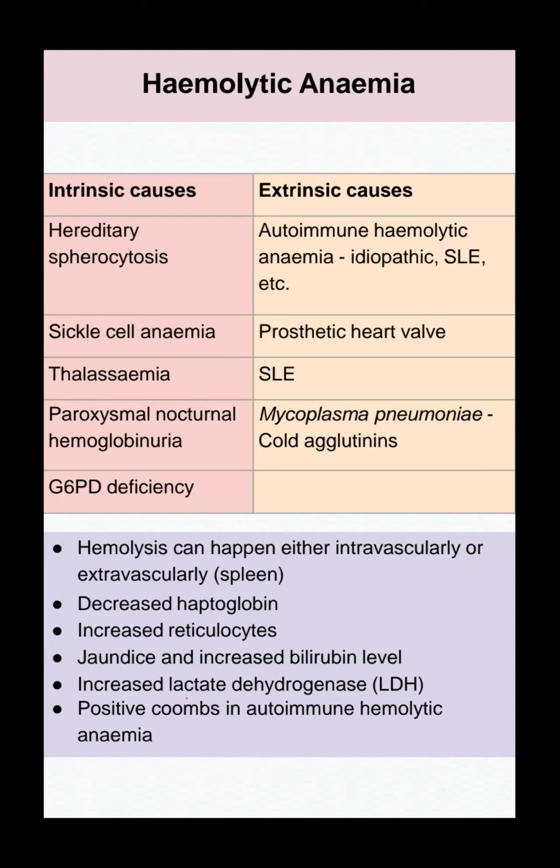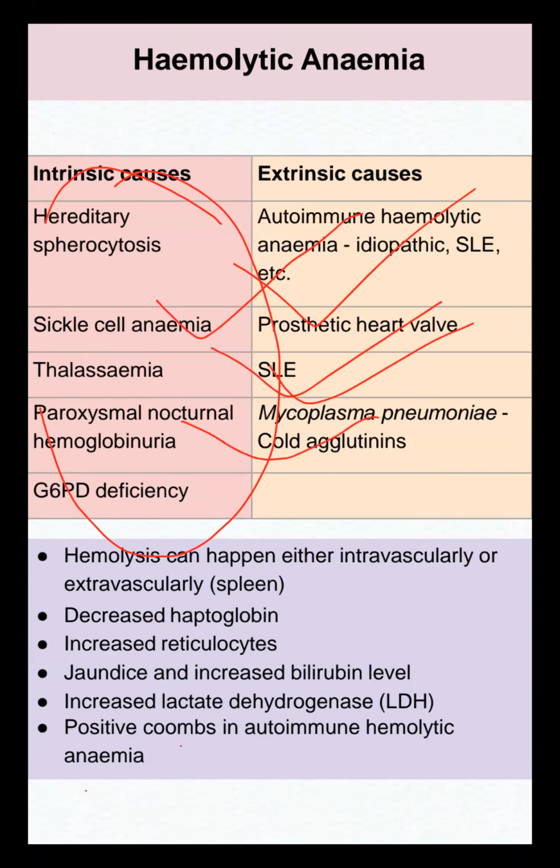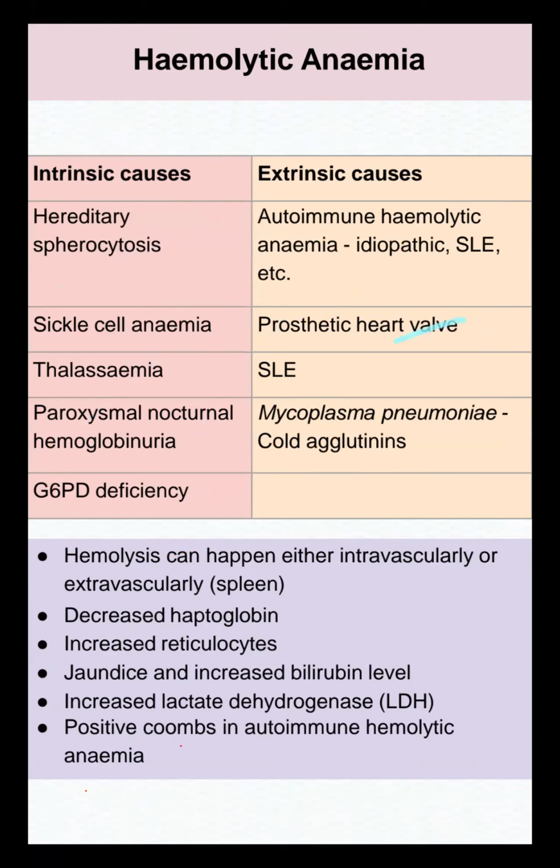So hemolytic anemia, it could be the intrinsic cause, extrinsic cause. Intrinsic causes: hereditary spherocytosis, sickle cell anemia, thalassemia, paroxysmal nocturnal hemoglobinuria, every topic exam related. Sickle cell anemia, every day they are asking. Thalassemia, paroxysmal nocturnal hemoglobinuria, G6PD deficiency, my MOH candidates. These are the topics I just noticed.